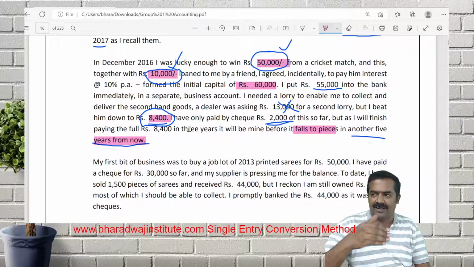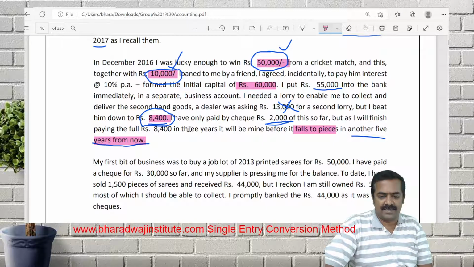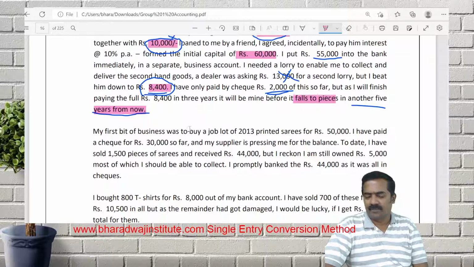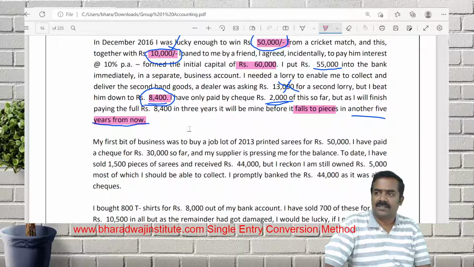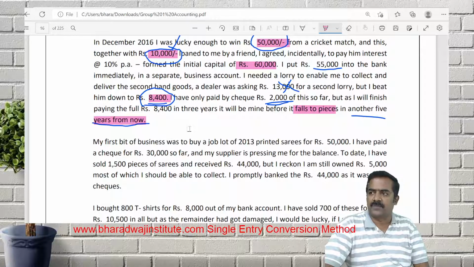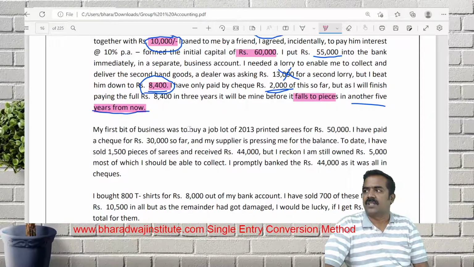Okay, I am saying 5 years from now. What is the total life now? 6 years. Life is a total of 6 years, counting from the time of the lorry purchase to the end of the life. How many years? 6 years. Already 1 year is over plus 5 more years. So the life is not 5 years. Life is how many years?